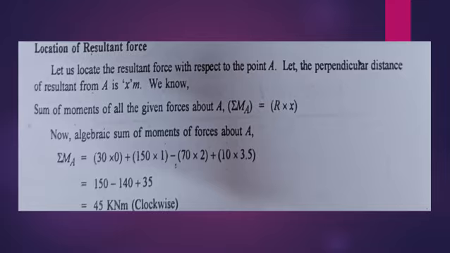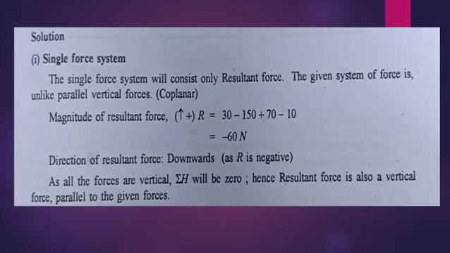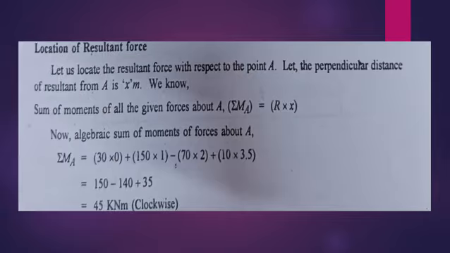Next, we are going to locate the resultant force. We found the magnitude of the resultant force as 60 Newton, but we don't know where the resultant force is located. Therefore, we have to find the location of the resultant force. How do you find the location? We have to use Varignon's theorem. For that, we need the moment. Varignon's theorem states that the sum of moments of the forces is equal to the moment of the resultant force. Therefore, we have to find the sum of moments first.